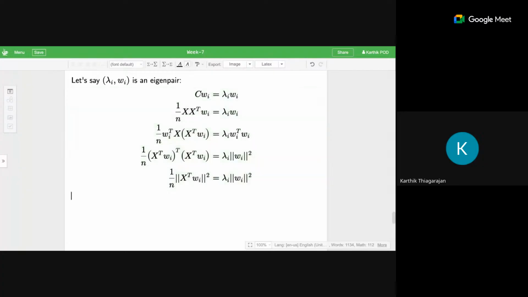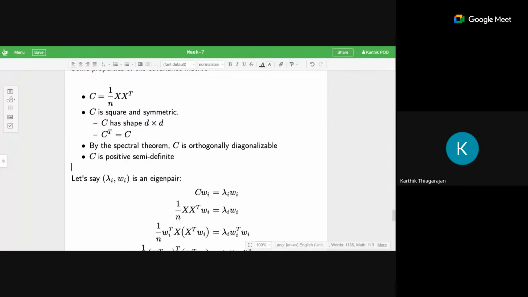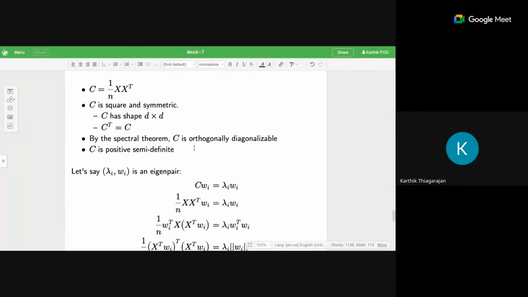Okay, now can you see that lambda I has to be non-negative? There is no other go, because this is positive or it can't be zero. This thing could be zero, but then still it is non-negative. So therefore lambda I is greater than or equal to 0. So that is just a quick proof that C is positive semi-definite. This is clear, right, to everyone? Why C is positive semi-definite? All the eigenvalues of C are non-negative.